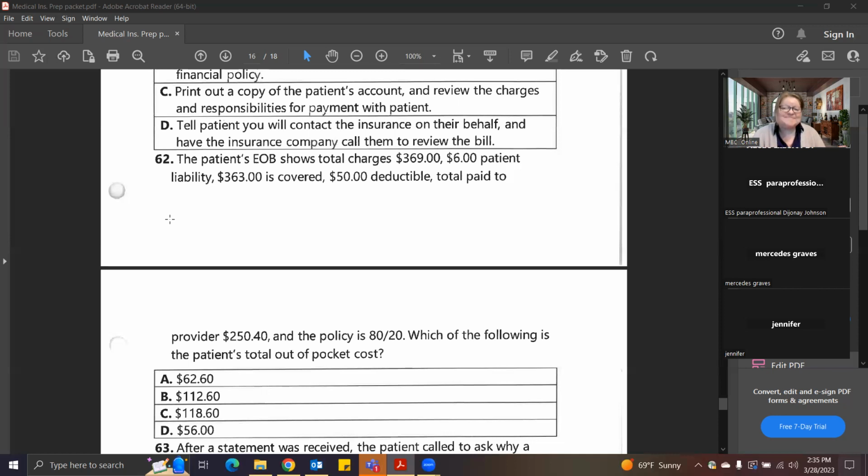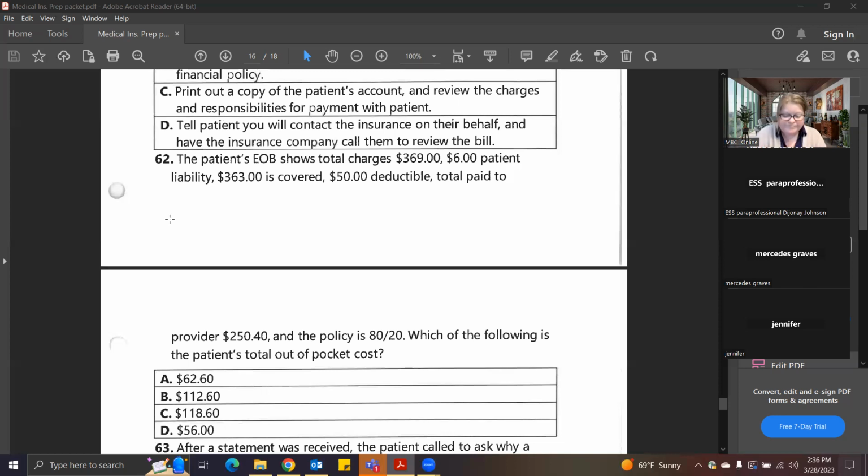Right. So that $112.60 is the $6 patient liability, the $50 deductible, and then the patient's 20% of whatever's left over. That makes up $112.60. But y'all see how I did that the easy way? I took the allowed amount and subtracted what the insurance company paid, and whatever's left over is what it is.